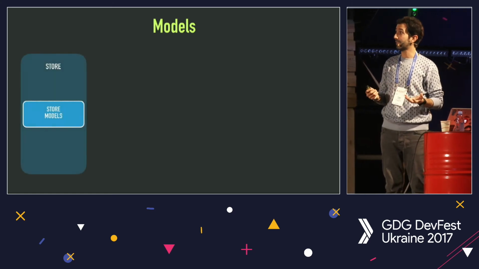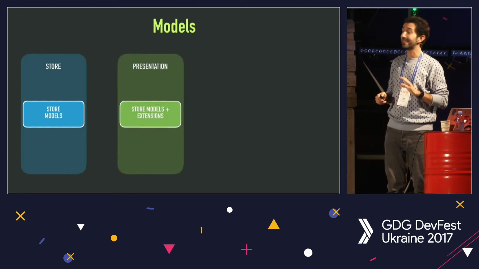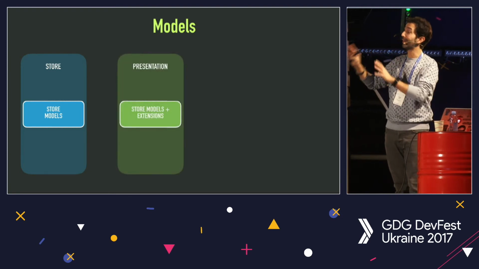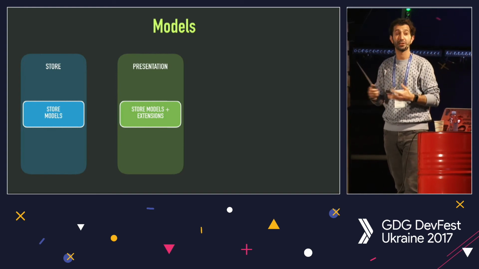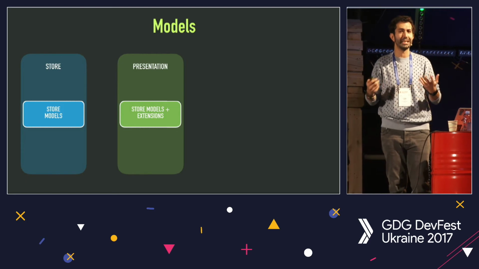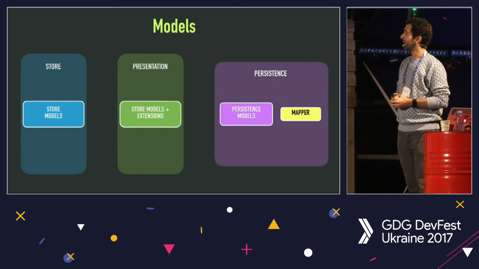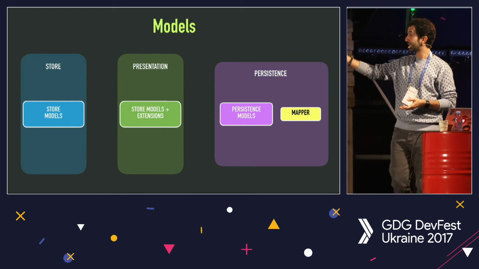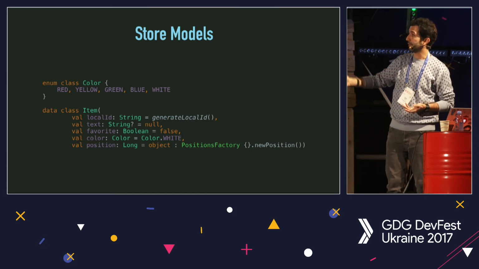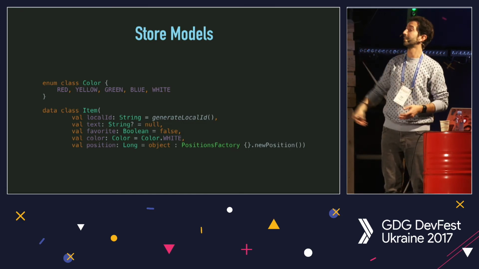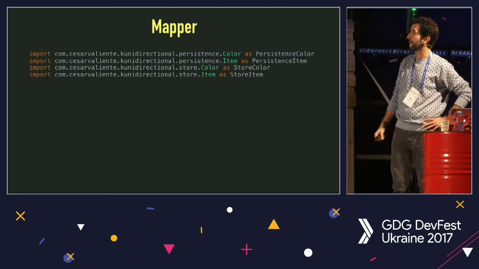Models are important. I'm going to be a little bit faster now. So we have store models. We have presentation models. Actually, we don't have presentation models. They are the same as the store model plus some extension functions from Kotlin, OK? Because in our sample app, we don't need presentation models. They are the same. And then the persistence, yes, we have persistence models with some mappers. OK, the store model is simple. It's also, again, immutable classes, easy. We have local ID, text, favorite, and so on.